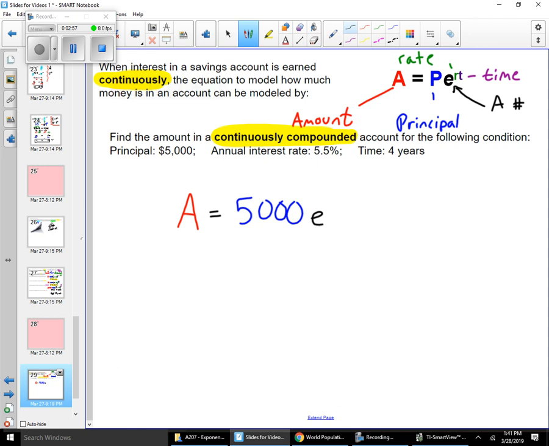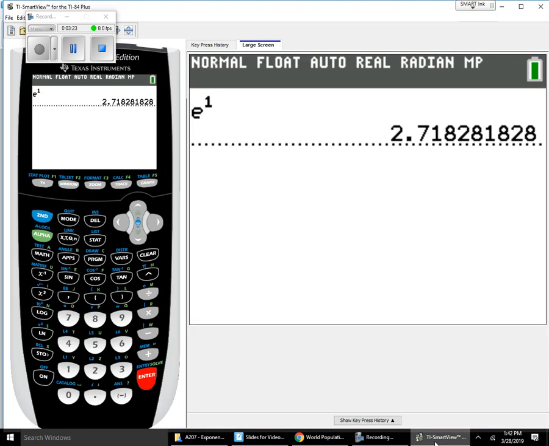Again, E is our base. Our rate, now we have an annual interest rate of 5.5%. Keep in mind we want that as a decimal, so 0.055. And our time is going to be 4 for 4 years. So much like in the yearly compound example, it is calculator work. We are just going to go ahead and throw all these numbers into the calculator down here.